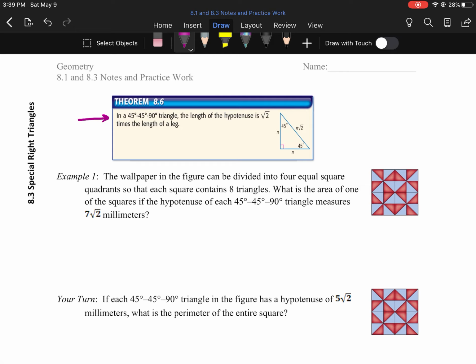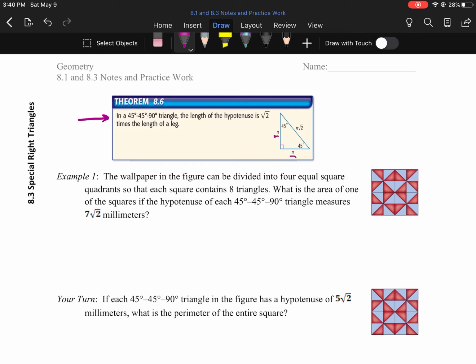So the first thing with this theorem, it says in a 45, 45, 90 triangle, the length of the hypotenuse is the square root of 2 times the length of a leg. The one thing we do need to mention is that in a 45, 45, 90 triangle, both legs are the same length. And in this case, they've called them both n. I sometimes just call them L for leg, but you do have to use a cursive L so that it doesn't look like a 1.